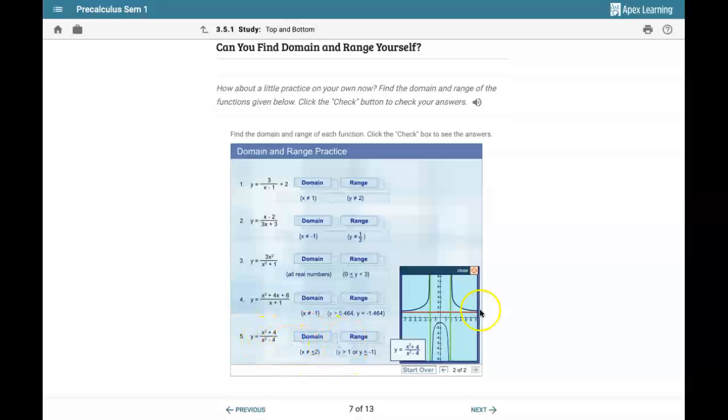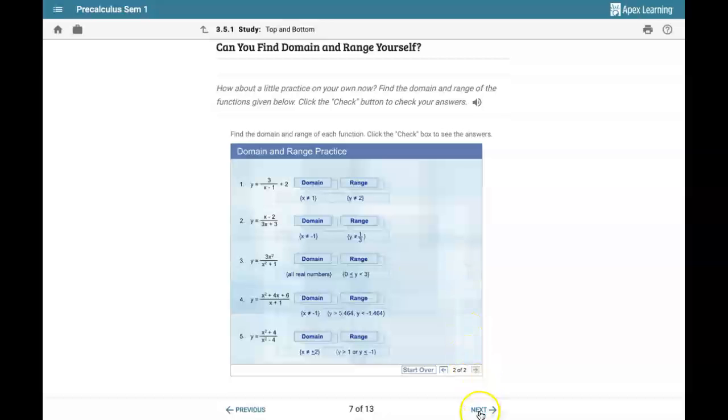And then our range is y is greater than 1, or y has got to be less than or equal to -1. So this middle region here, we don't have any values. We don't have any values.